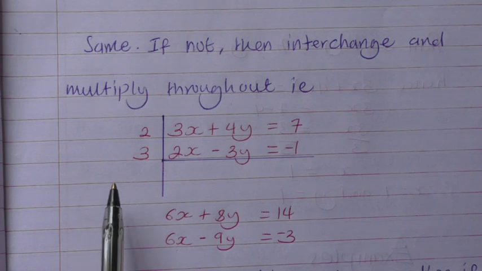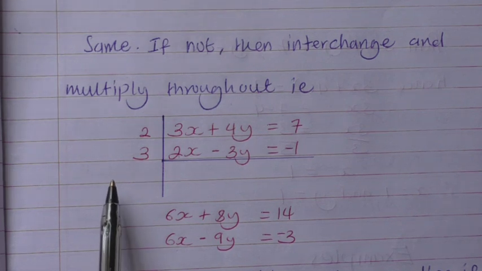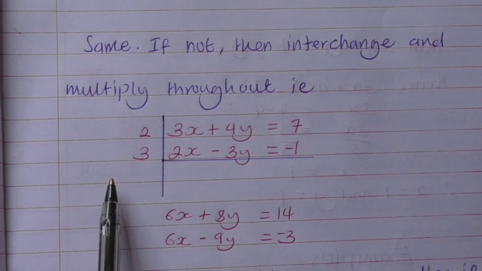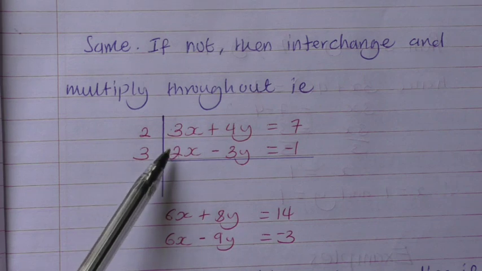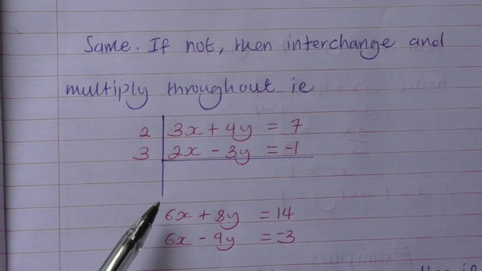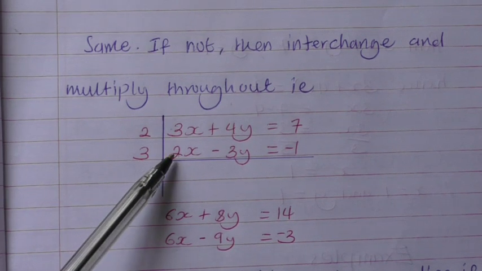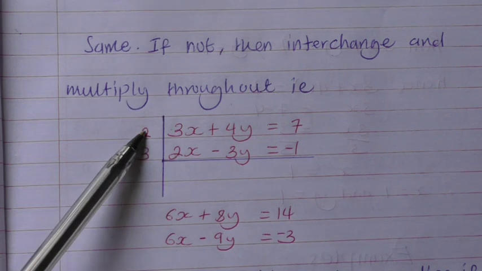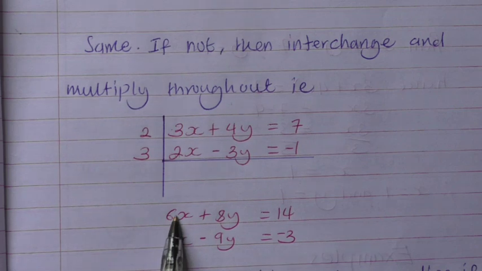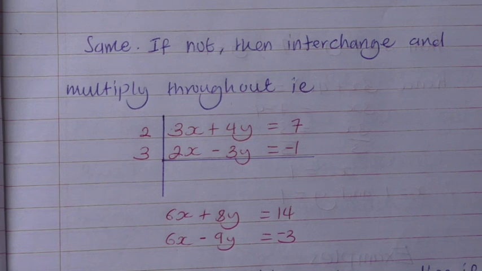So after choosing, our step 1 was choosing which unknown to eliminate. We chose x. Step 2 is making sure that the coefficients, or the numbers that are multiplying the unknown, are the same in both equations. So we simply interchange. This one goes up, this one comes down. We multiply through and come up with the same coefficients on x. So that has been step 2.